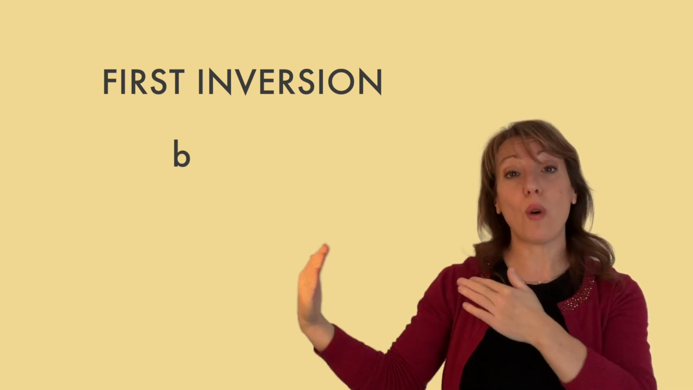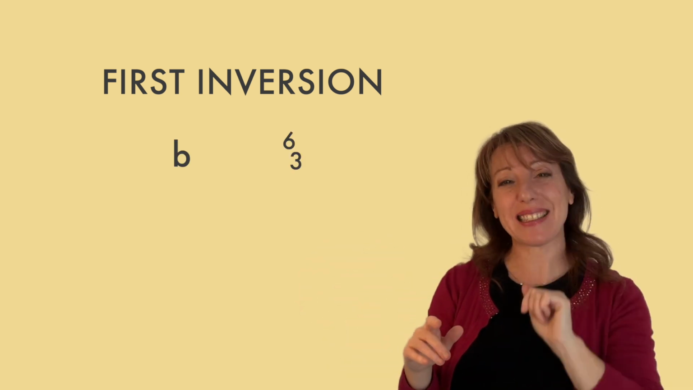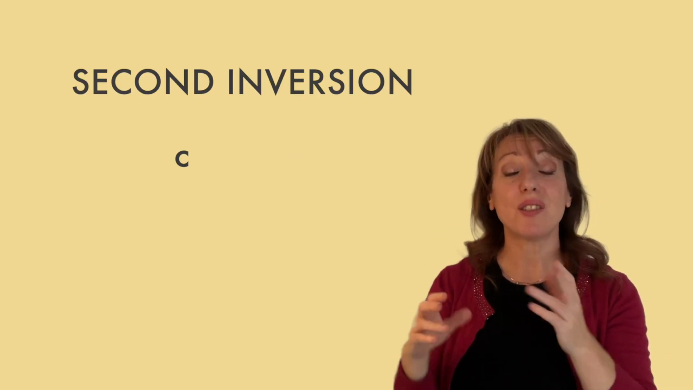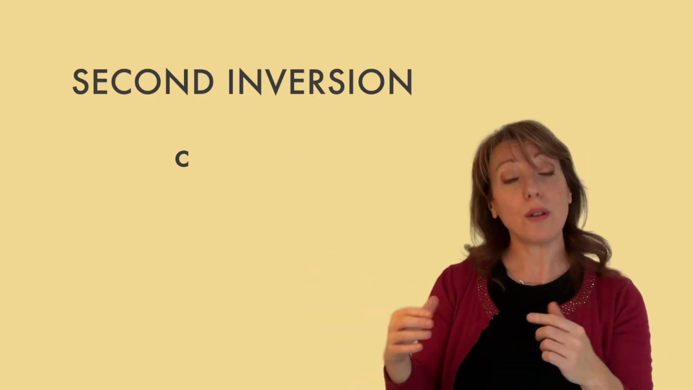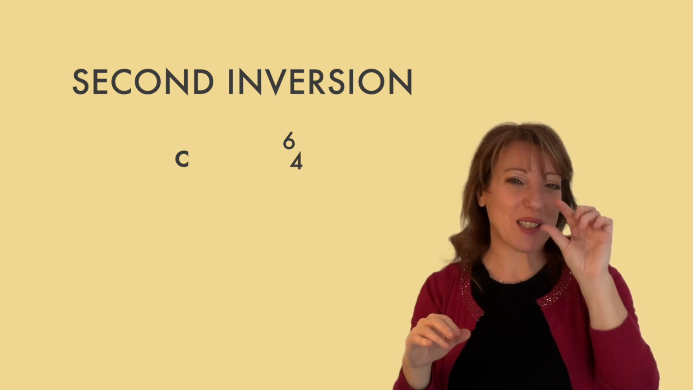So for example, we have 1B or 3-6, 2 small numbers. The second inversion is called C. So for example, 1C or 6 and 4, small.